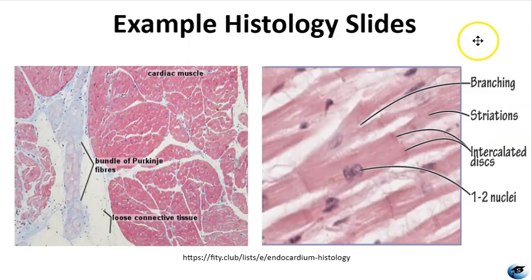And then you have over here this image of a slide, which is showing branching cardiac myocytes. It shows the striations and the central nuclei. You have intercalated discs, which again are these kind of darker stained parts here. Intercalated discs kind of look like lines in this slide, whereas in the last slide they looked a lot more like these nuclei, so don't let that fool you.